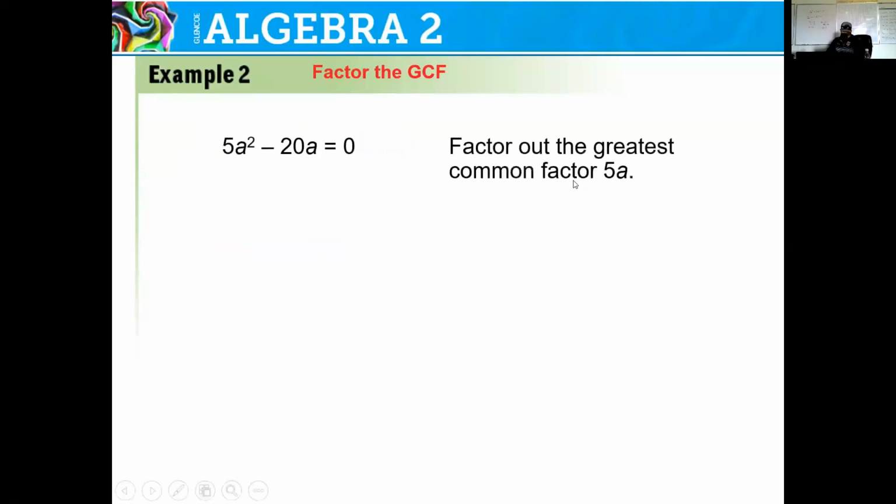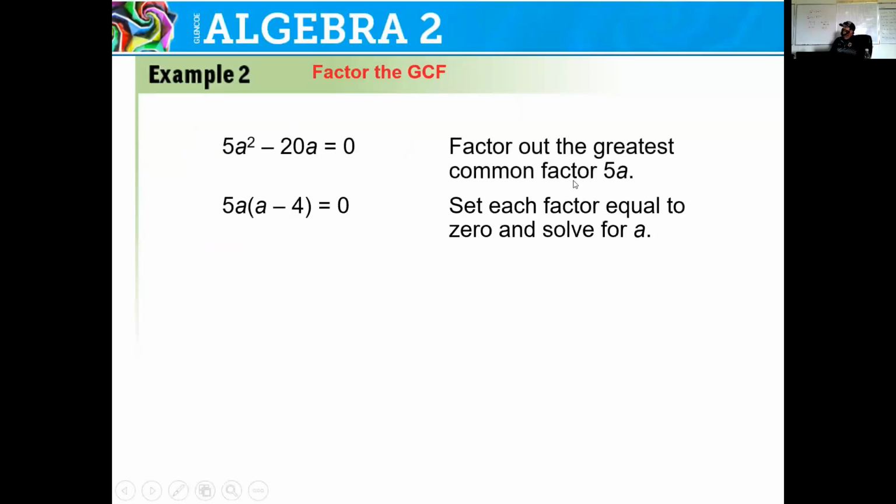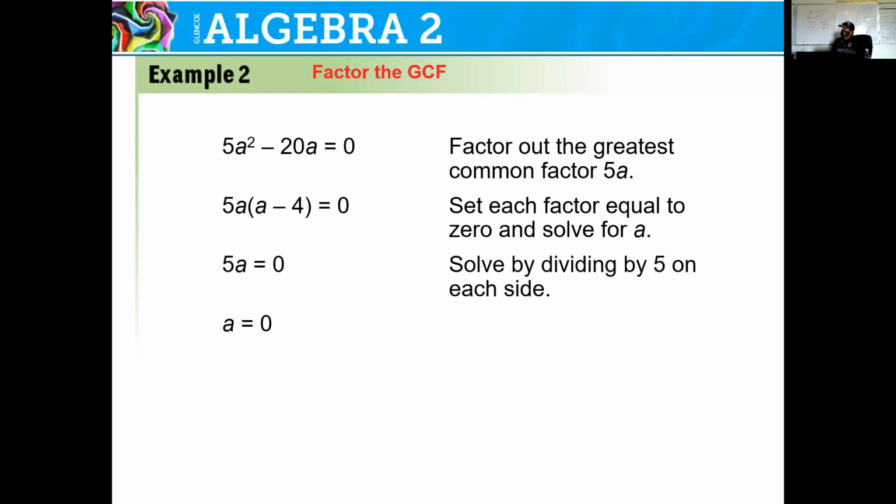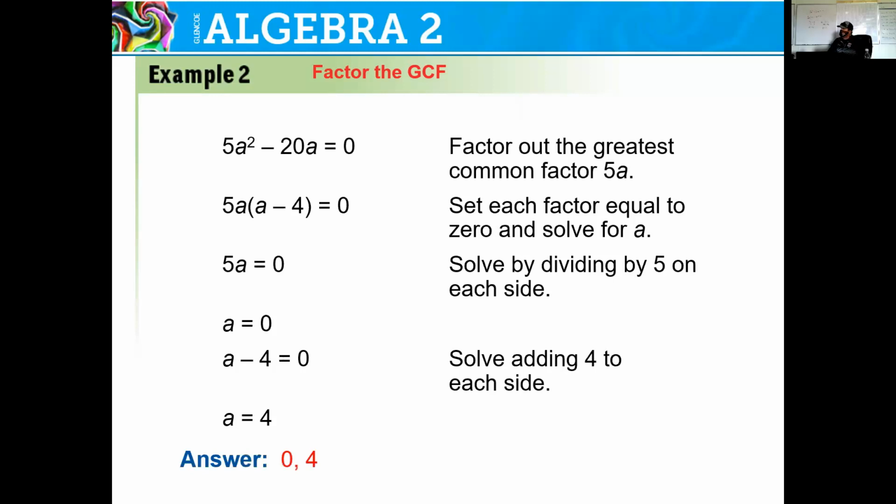So factor out the greatest common factor of 5A. Left with 5A and A minus 4. Set them equal to 0. A is equal to 0 once we solve. A minus 4 set equal to 0. A is equal to 4 once we solve. So our solution is 0 and 4.